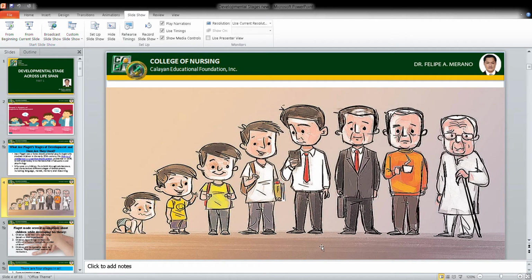In these pictures, you will see from infancy to elderly. And each level of development has its own characteristics, its own learning outcomes, its own capacity and tasks to improve and to develop.